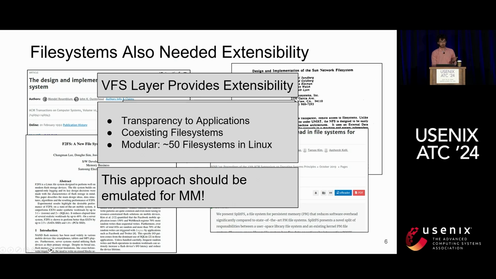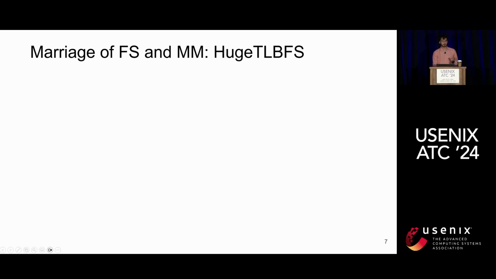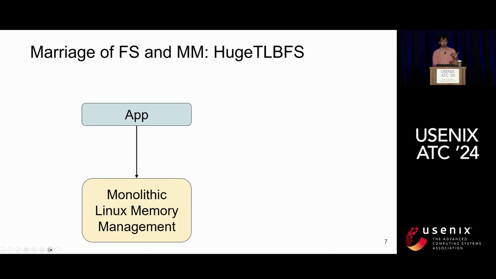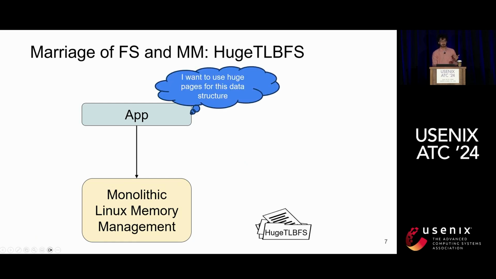Interestingly, there's a place in the kernel that uses file systems to extend memory management, HugeTLBFS. HugeTLBFS is a RAM-backed file system used to support huge pages without complicating existing memory management code. Before THP, an application would interact with a monolithic Linux memory manager to handle base pages. However, the application might have a data structure that causes many TLB misses and would benefit from using huge pages. Luckily, HugeTLBFS is mounted to support huge pages.